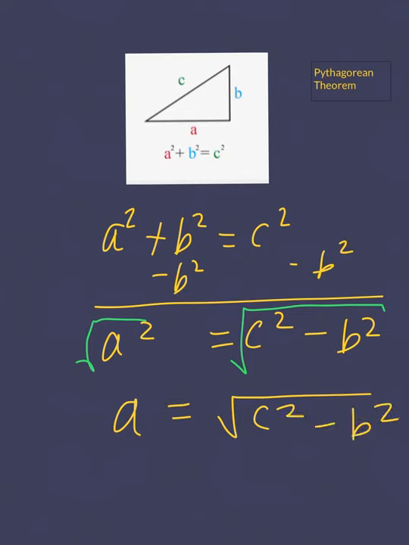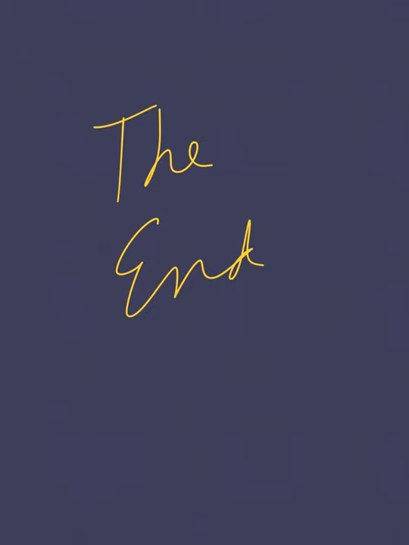And the way that this is helpful is that if you know the length of the hypotenuse, and if you know the length of one leg, this equation right here will get you the length of the unknown leg. So it's very, very helpful when you work with right triangles. All right, well, this is the end of another exciting video. I hope you learned how to solve an equation for a variable.